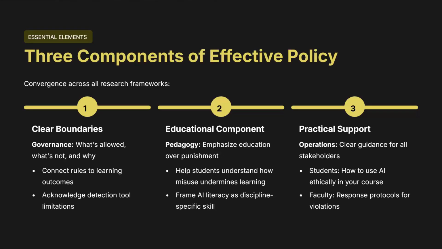Any AI policy needs to clearly define for the students what is allowed, what's not allowed, and why. And the why is probably more important than anything else. It's not just enough to say you can't use it, but you really need to say you can't use it, and here's why you can't use it. Or if you say you can use it, here's why you can use it. The best thing you can do with this is to connect it to the learning outcomes for the course.